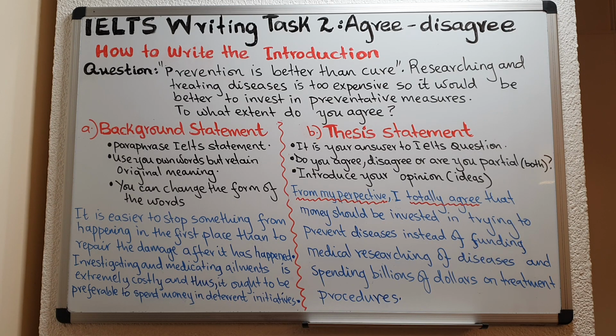So that's how you write the introduction in regards to the background statement. All you have to do is paraphrase IELTS statement. If IELTS statement has a proverb, then the first thing that you need to do is explain the proverb in your own words. And then after that, you replace the rest of the words in the rest of the statement with your own words, but make sure that you retain the original meaning of the word.